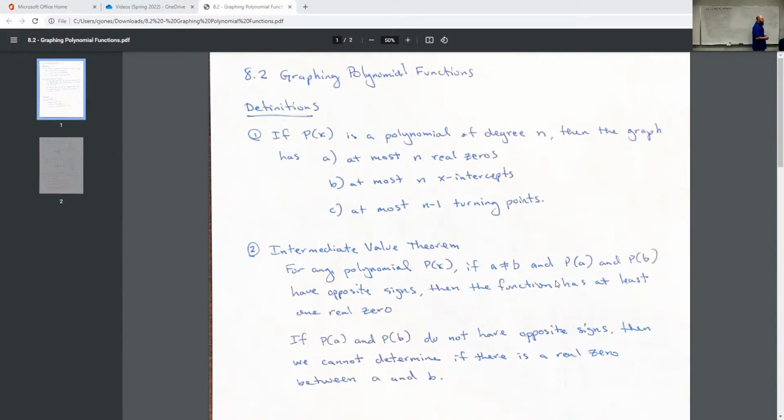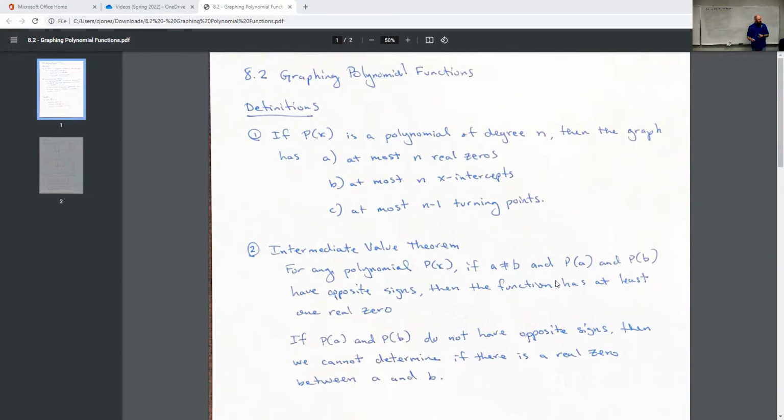And then our last part there, part C, at most, n minus 1 turning points, okay? That means where it loops over. So if we think about an x squared, that parabola shape, x squared is degree 2. You subtract 1, it's got to be 1 turning point on it for those. And so that can happen. Now, again, that's an at most with those pieces. It could always be less than that.